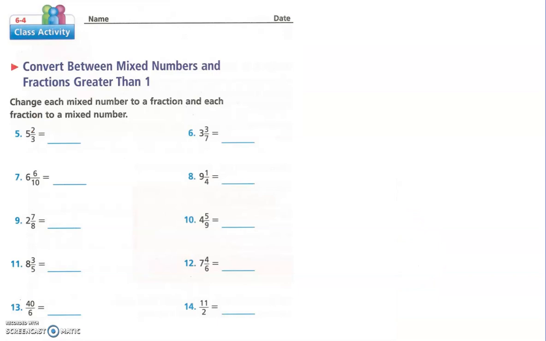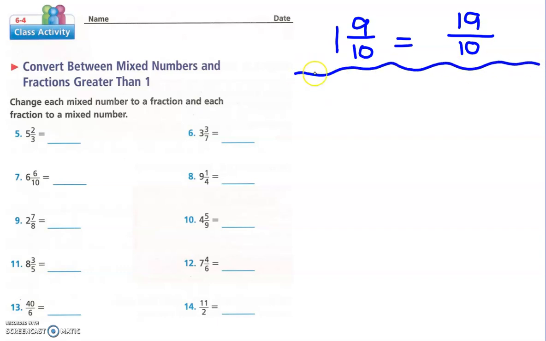The rest of your assignment today is just simply some practice, but what it's going to have you practice is taking something like 1 and 9/10 and turning it into that idea of how many altogether you had, which was 19 of those 10th shares. So we're going to transfer from a mixed number into an improper fraction. So let's look at 5 2/3. That's the first problem on here.